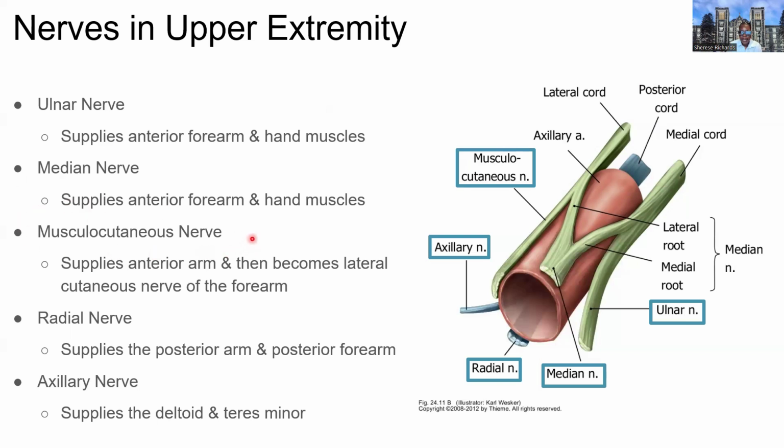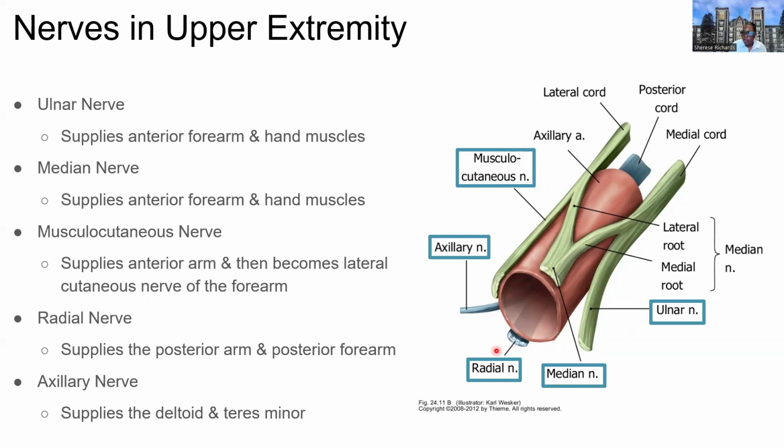Musculocutaneous, on the other end, supplies the arm muscles only. So it supplies those 3 arm muscles that we talked about: coracobrachialis, brachialis, and biceps brachii, all supplied by the musculocutaneous. In fact, we talked about the musculocutaneous as actually piercing the coracobrachialis muscle, which is another way to associate those 2 structures together.